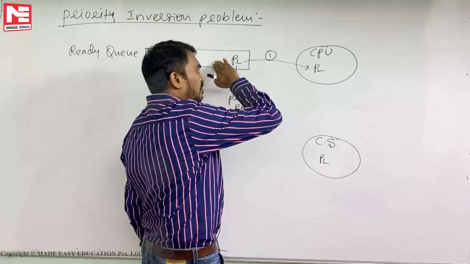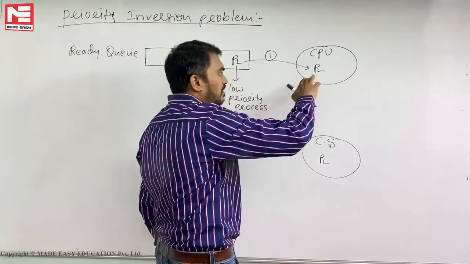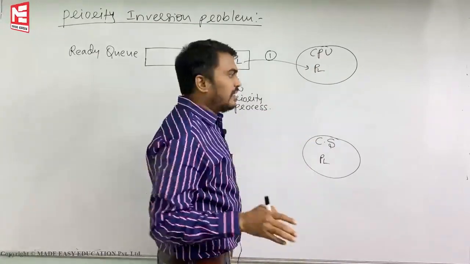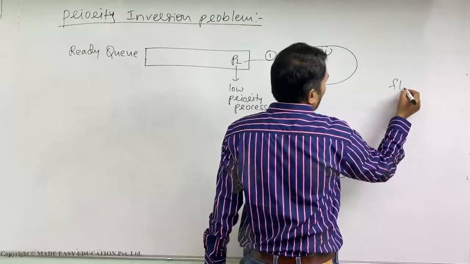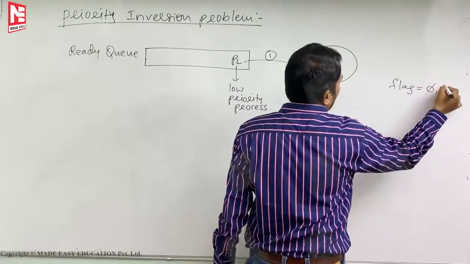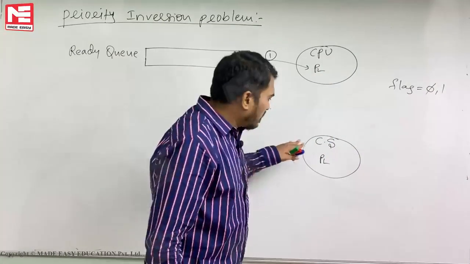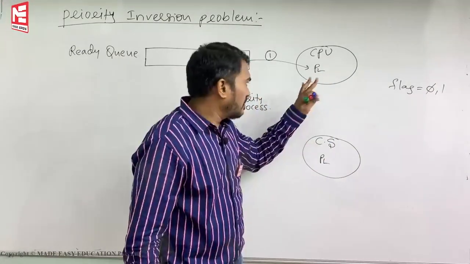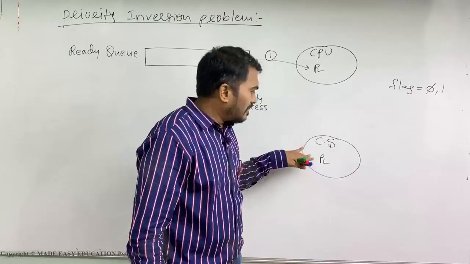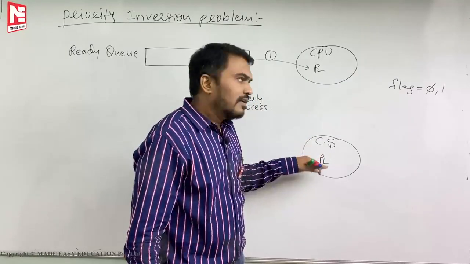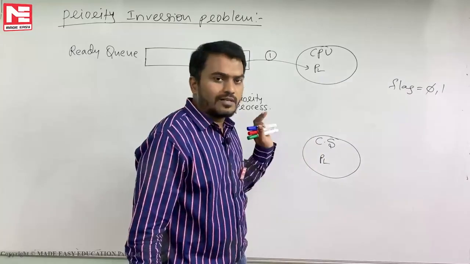Okay, so we scheduled PL onto the CPU and all have a common critical section, and it made the flag value 1. Initially the flag value was 0, so it is making the flag value 1 and it has comfortably entered into the critical section. So it is executing code in the critical section. CPU is with it and it went inside the CS, accessing the shared resource and executing instructions.